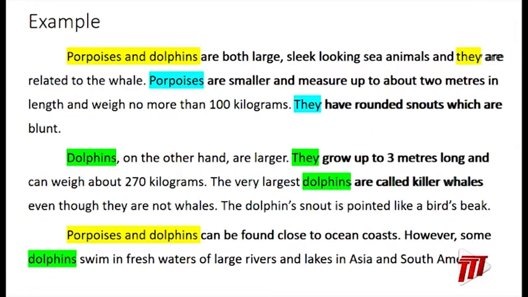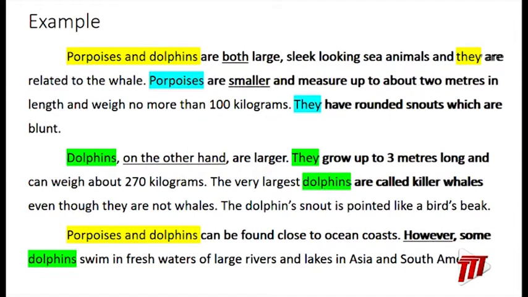Now we have looked at the words porpoises and dolphins. Let's see if we can look at the transitional words. So we have "both," which tells me something similar, but we have the comparative adjective "smaller," which means that there's something different. If something is smaller, then something has to be bigger. Let's see if we see something else.